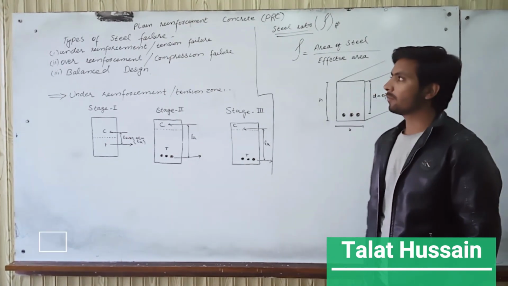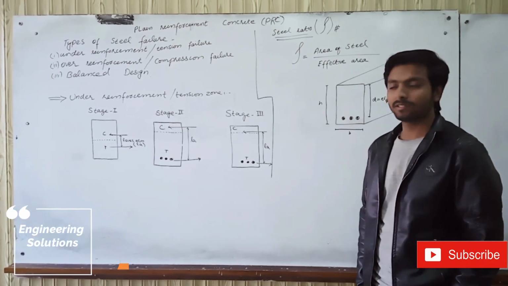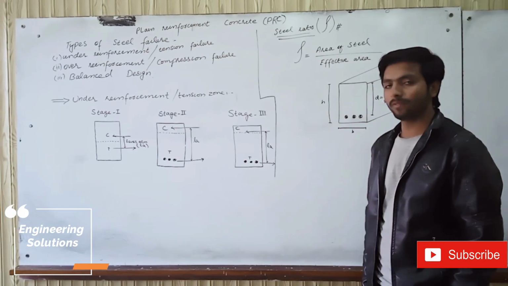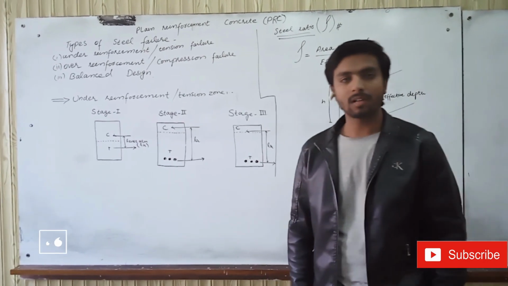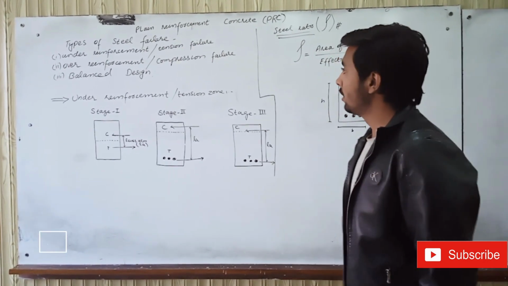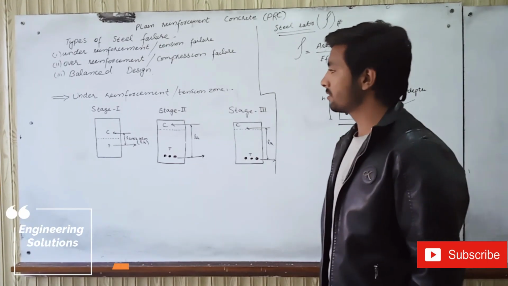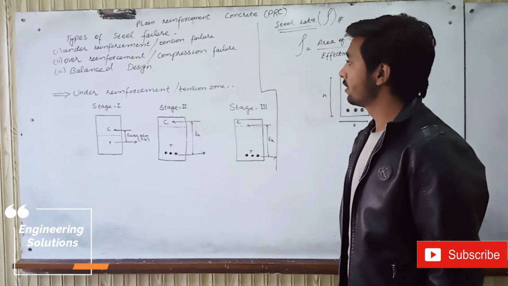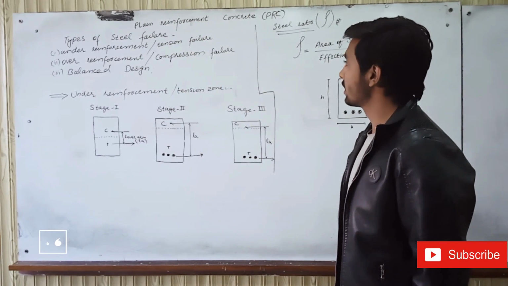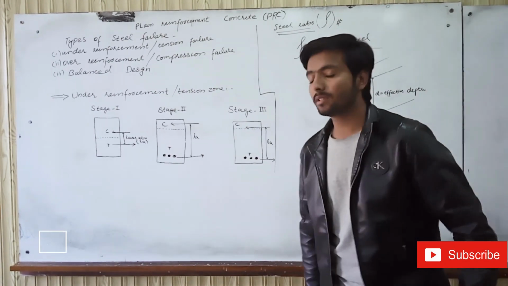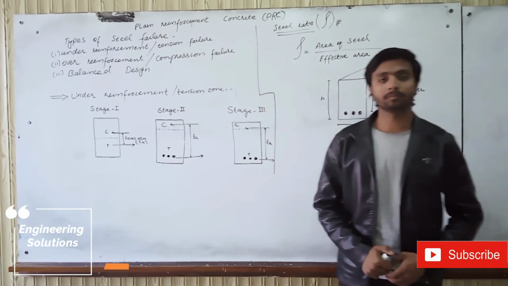Today I am going to discuss a topic from RCC. The topic is types of steel failure. There are three types of steel failure. The first one is under reinforcement tension failure, and the second one is over reinforced or compression failure, and the third one is balanced design.